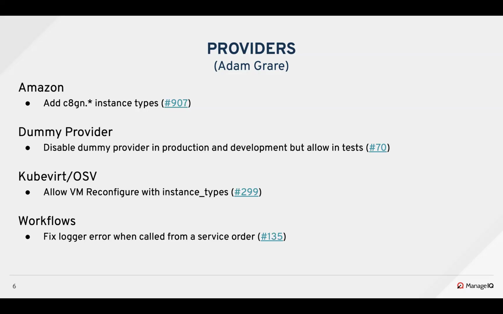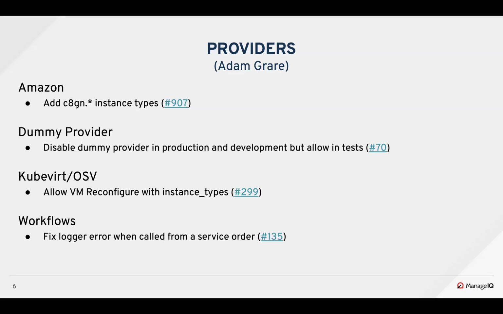For KubeVirt, we now have a method in the backend to allow VM reconfigure by presenting an instance type as opposed to a CPU and memory set. This is currently only supported in the backend. There's no UI available for it yet since the reconfigure UI isn't very pluggable, so we'll get to that soon, but now at least the method is exposed. You can configure that if you wanted to, probably via Automate or something like that.